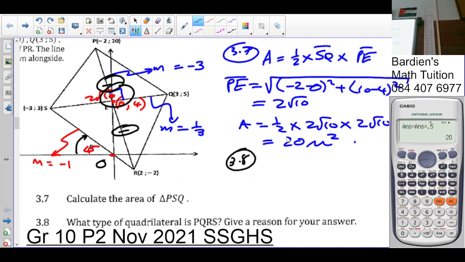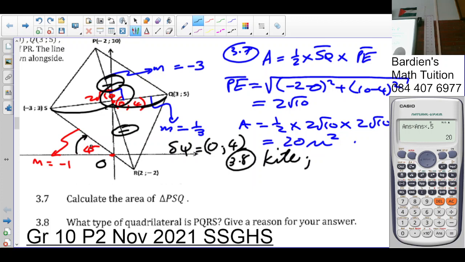Then if you look at SE and EQ, the midpoint of that line, SQ, is going to be minus 3 plus 3 over 2, which is 0. And now it is a rhombus. It could be a rhombus as well. But I had to do a calculation there to show it's a rhombus. But as I said, the least it can be is a kite.